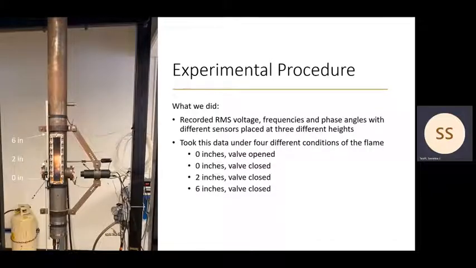Our goal was to measure the RMS voltage, frequencies, and phase angles of the different positions of a burner. We did this by first measuring these values at the 0-inch location with the valve closed and then with the valve opened. We closed the valve and then raised the flame to 2 inches and then again to 6 inches, recording the same data at both locations. These positions are relative to where the burner is started from, which is at the bottom of the window shown in the picture.